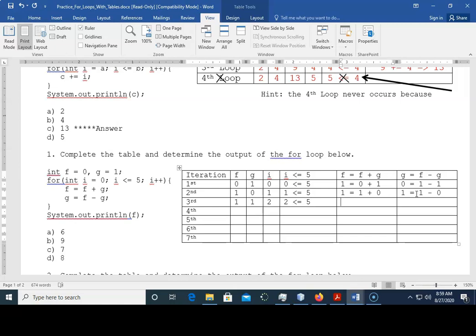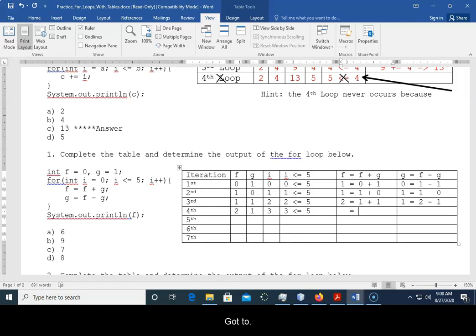Let's see here. We've got f is 1 plus g is 1. So 1 plus 1 is equal to 2. And now I'll change my f to 2. And so then I have what here? I have 2 minus 1. So g is still 1. And so I'll put 1 there. I becomes 3. 3 is less than or equal to 5.